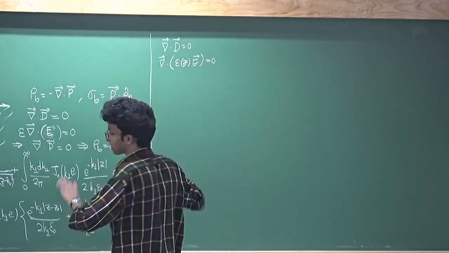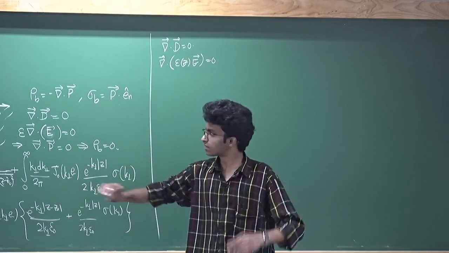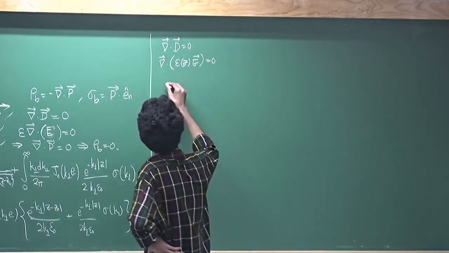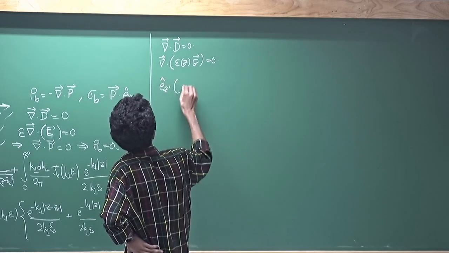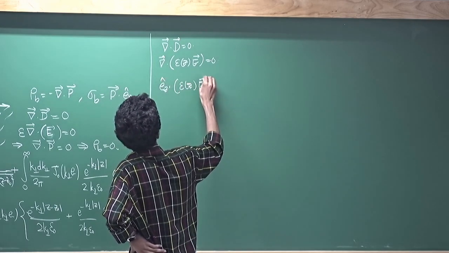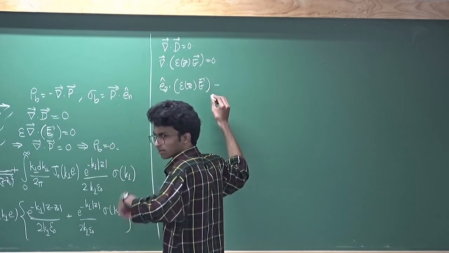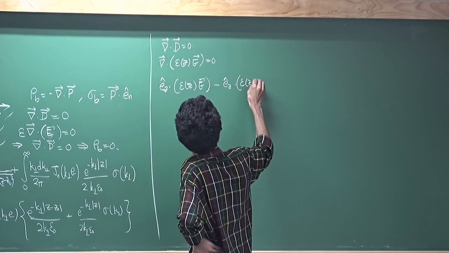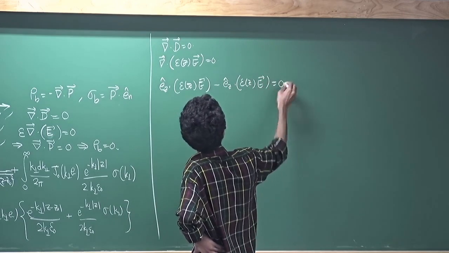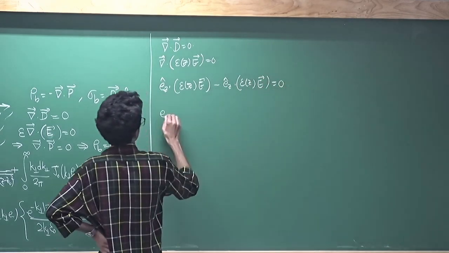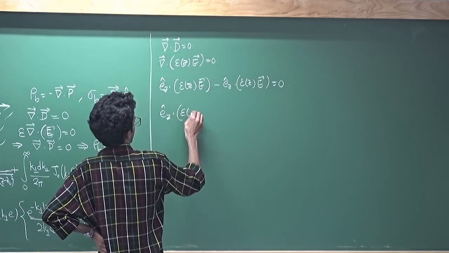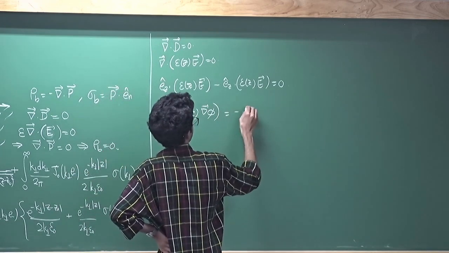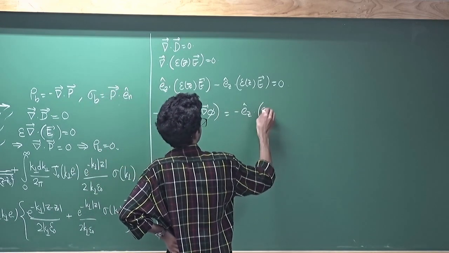Now if you integrate this over a pillbox around the surface, you basically get that z hat dot epsilon of z E vector, minus z hat dot epsilon of z E vector on the other surface of the pillbox, equals 0, which basically means that z hat dot epsilon of z grad phi from below equals minus z hat dot epsilon of z grad phi from above.